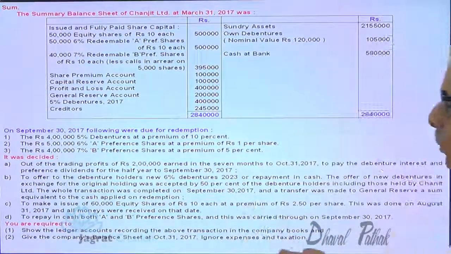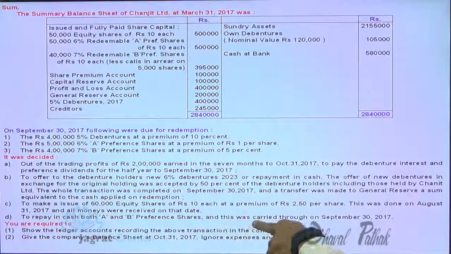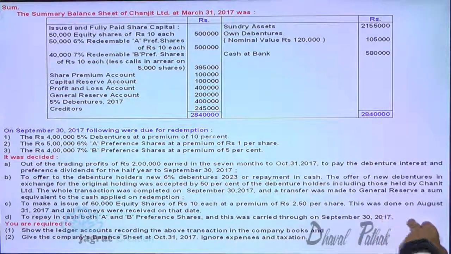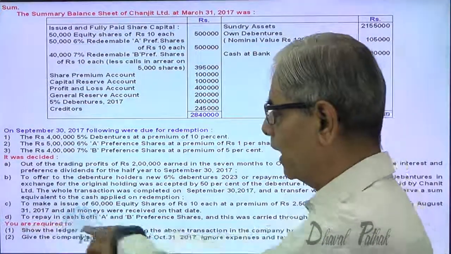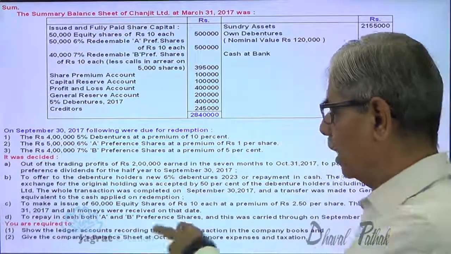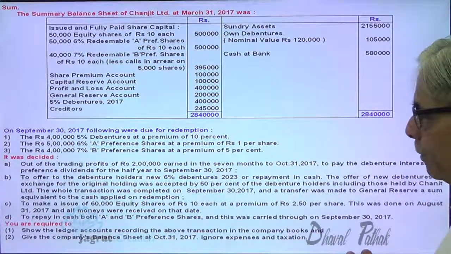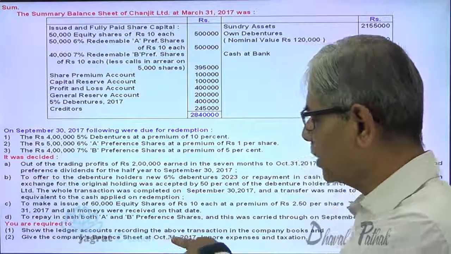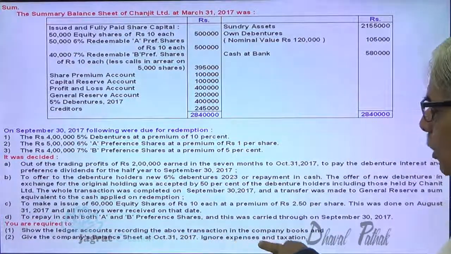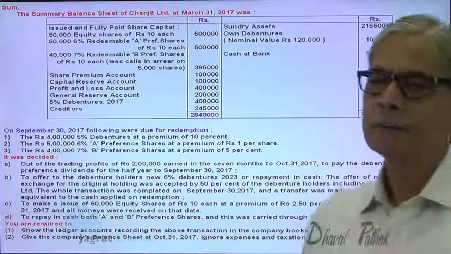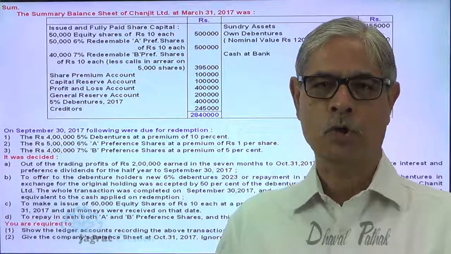To repay the cash on both A and B preference shares, and this was carried out on 30th September 2017. You are required to show the ledger accounts, recording the above transactions in the company's books, and give the company's balance sheet on 31st of October. Ignore expenses and taxes. Now see, this is a sum which I wish to solve.